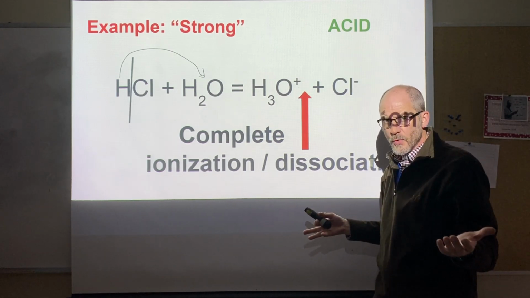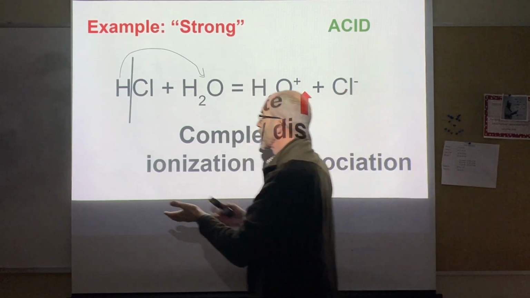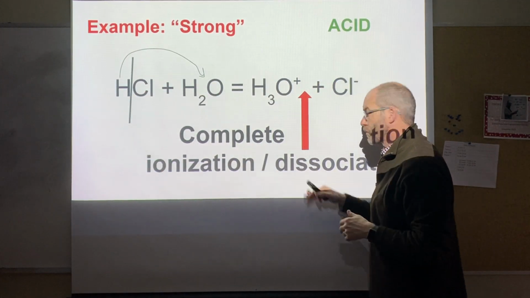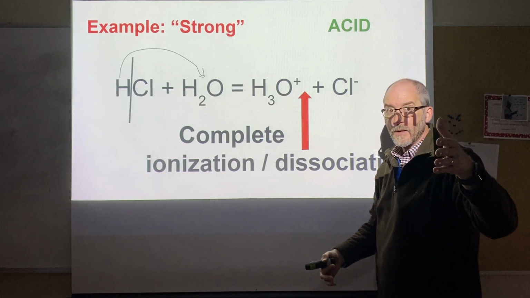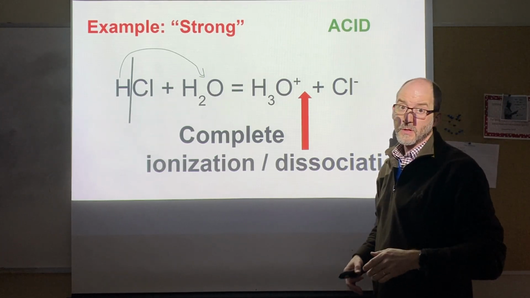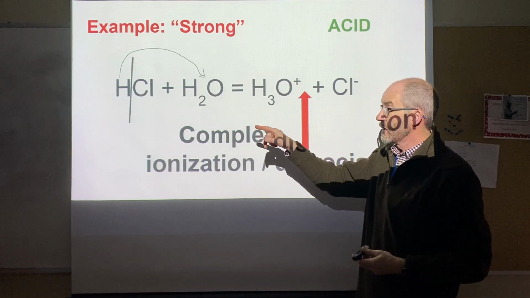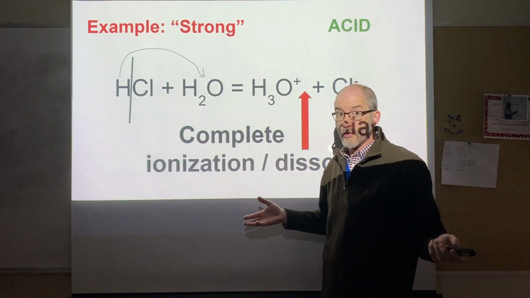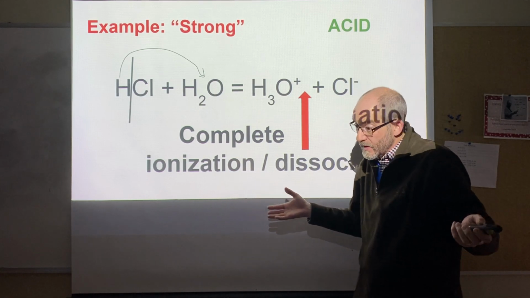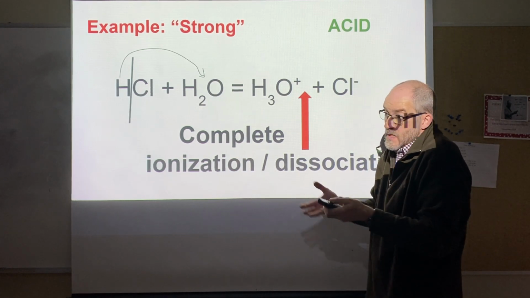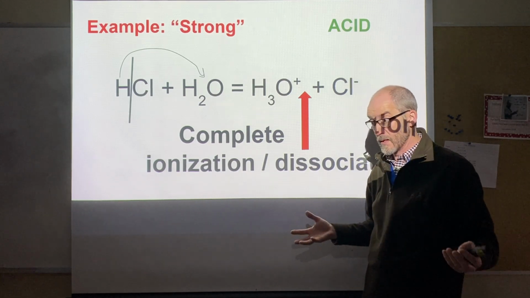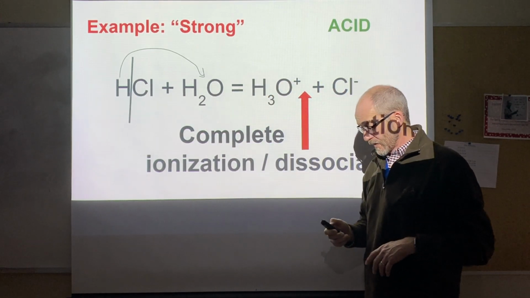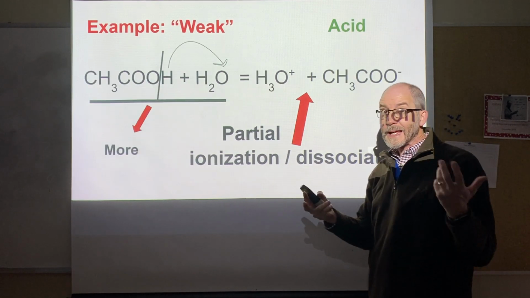Okay, but here goes. Almost all of it comes apart. So because you get pretty much complete ionization or dissociation, that is the chemistry definition of strong. That is a strong acid. Now, I didn't say it was concentrated, so you better be listening today, because I didn't say anything about concentration at this point. I said this is the definition of a strong acid. Well, what would the definition of a weak acid be?